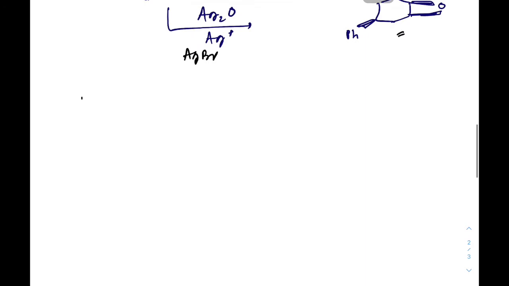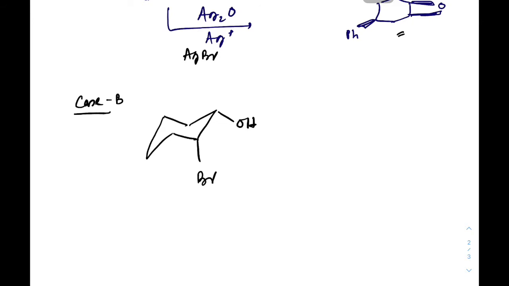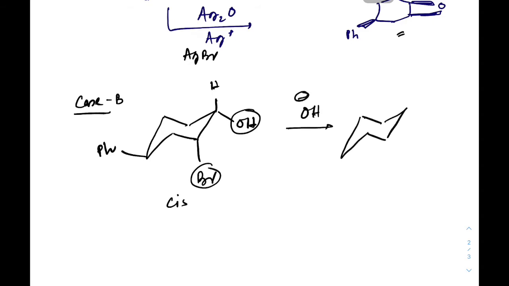In case B, the OH is in equatorial and bromine is in axial, and the phenyl is in equatorial, and the OH and Br are in cis manner. In this case, in the presence of base OH minus, it will form this type of intermediate where O minus, H, Br, right?